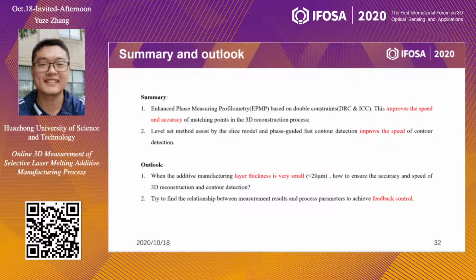For example, through the experiments, we can obtain the surface roughness of parts processed by different laser power. Then we can explore their relationship by deep learning methods. Therefore, we can realize the feedback control.